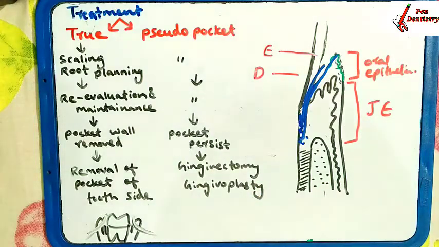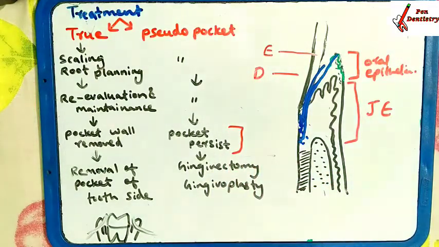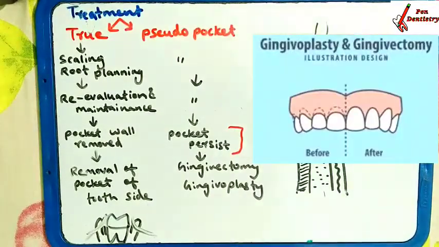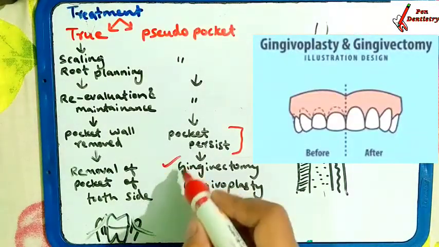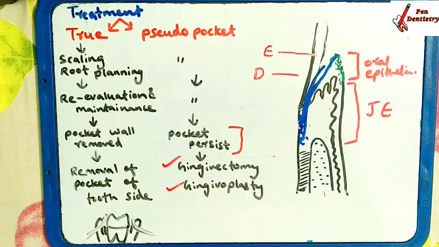After this, when the pocket persists, when the pocket is still present, you are just going to do the gingivectomy or gingivoplasty. These two treatments will be done in pseudo pocket when the pocket persists. Okay. This was according to true and pseudo pocket. Now we are going to see the suprabony and infrabony pockets.